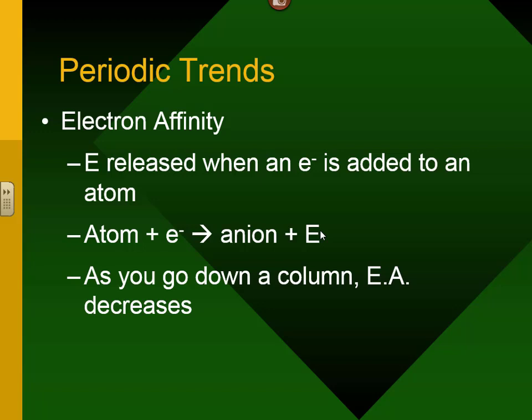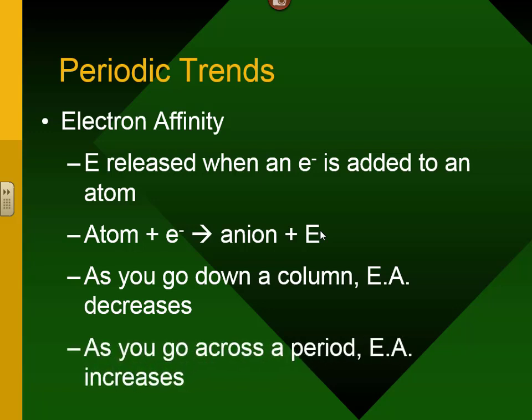As you go down a column, so from top to bottom on the periodic table, electron affinity decreases. There's less energy released as you go from top to bottom. As you go across a period, left to right, electron affinity increases. So as you go from left to right, there is more energy released when you make an anion.